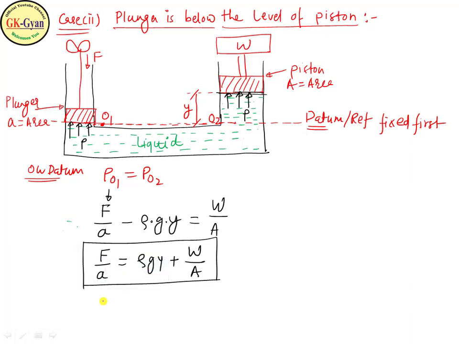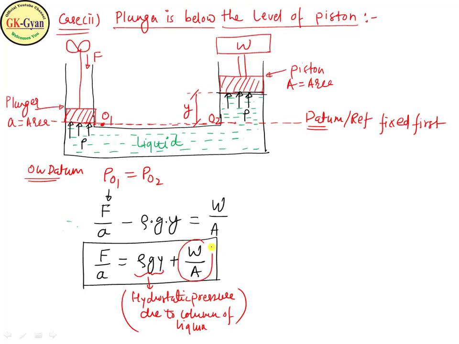Here this rho g y is called hydrostatic pressure due to the column of liquid, which we have already seen. Rho g y or rho g h, whatever it may be, and this W by A is the mechanical pressure simply because of the piston. Are you getting my point? So this is what we have derived. We have cleared this concept once again.